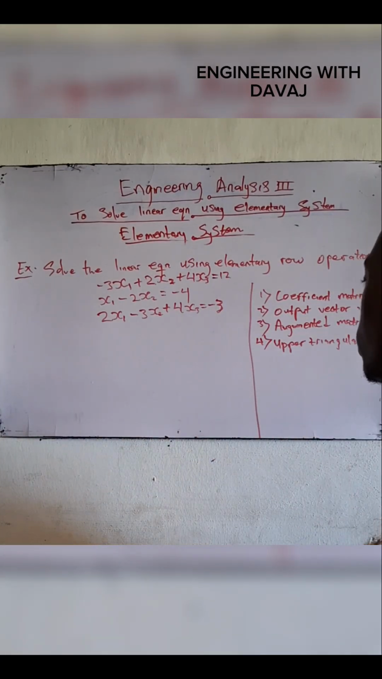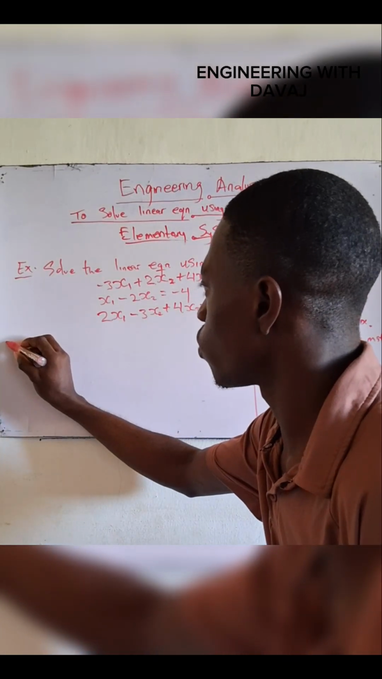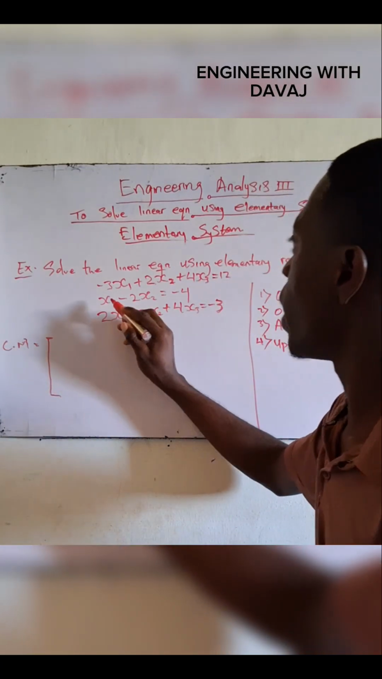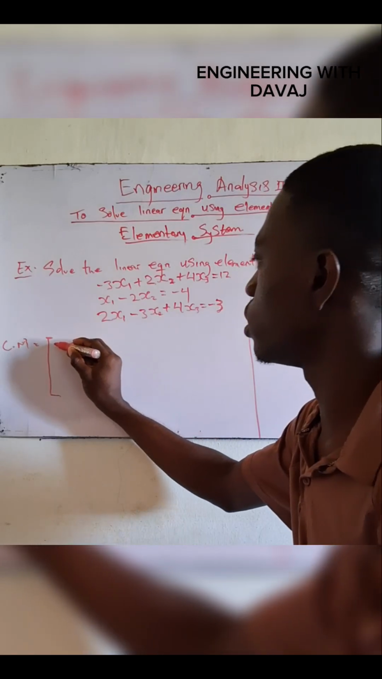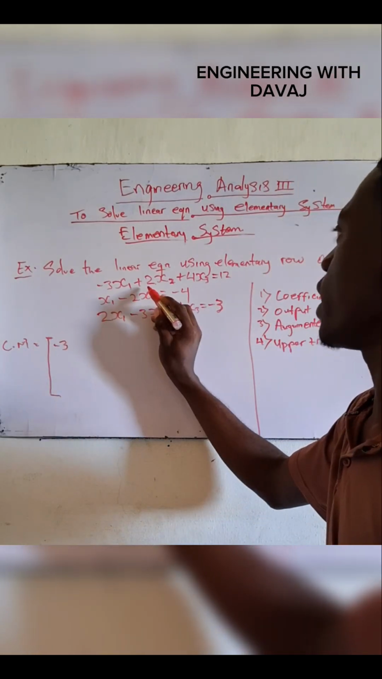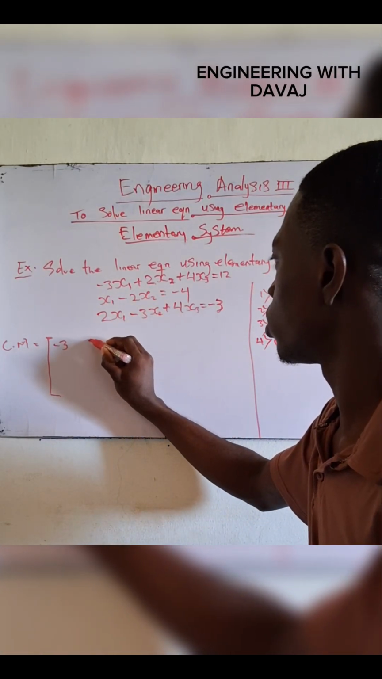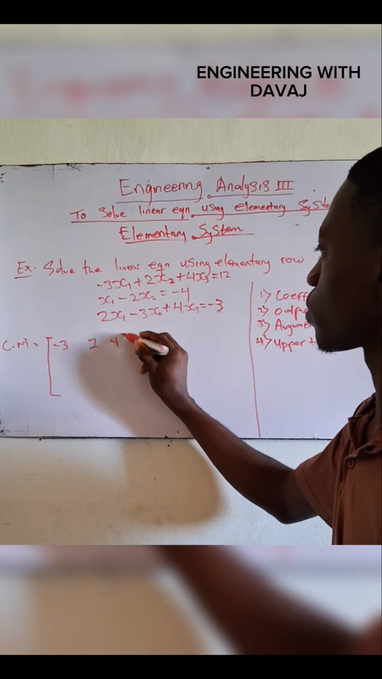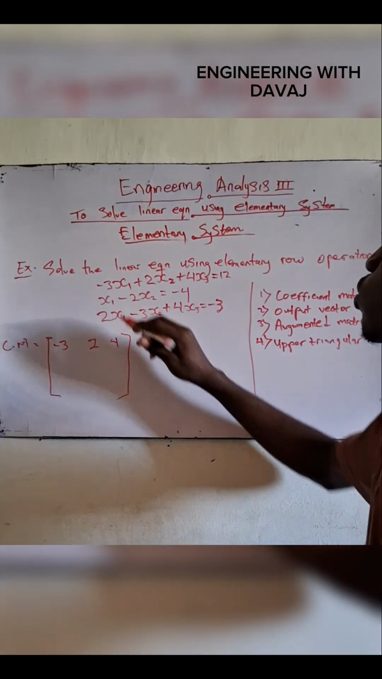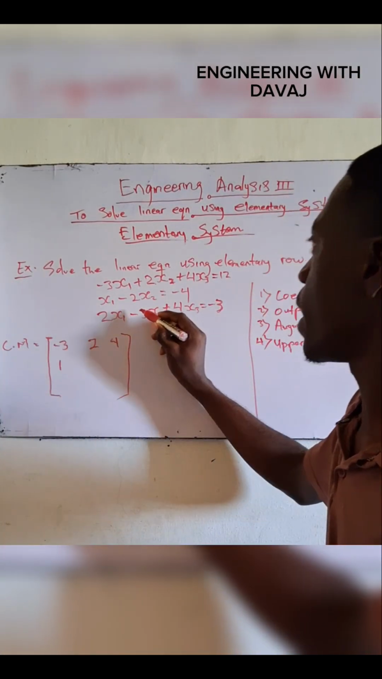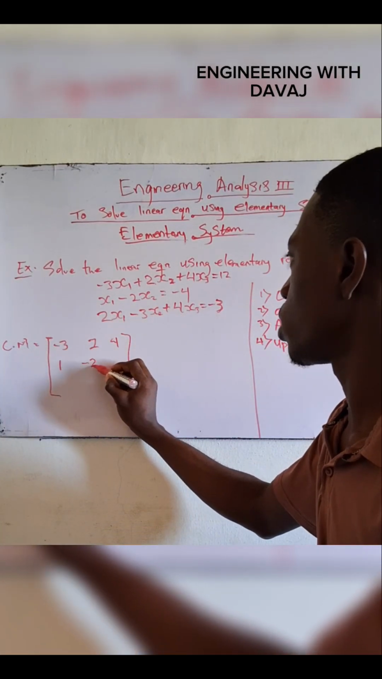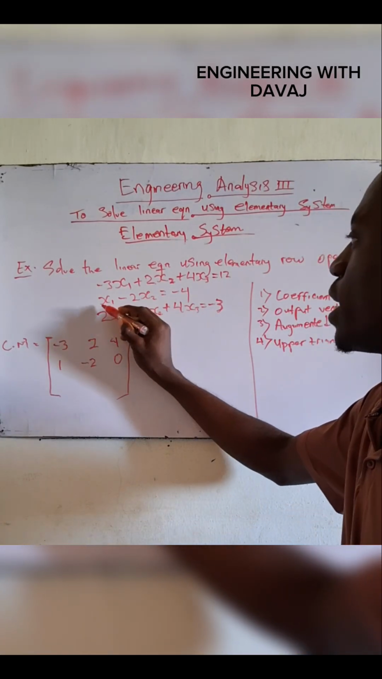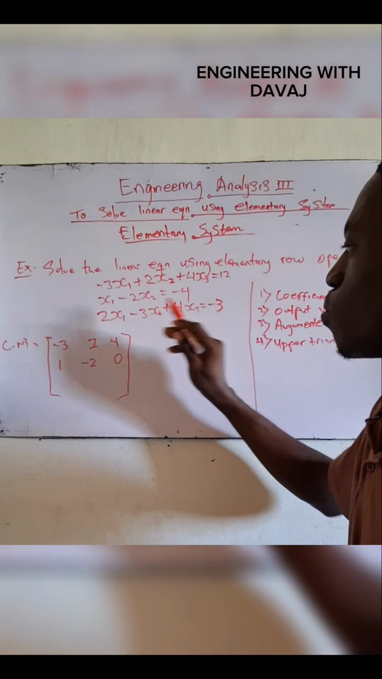So let us write out our coefficient matrix. My coefficient matrix is equal to what? My x1 here is minus 3, I'm going to put minus 3. My x2 is plus 2, and my x3 is 4. I'm going to put 4 and close this. My x1 here is 1, my x2 is minus 2. And since we don't have x3 here, my x3 is 0. Do you understand? There's no x3 in this place, so my x3 is automatically 0.